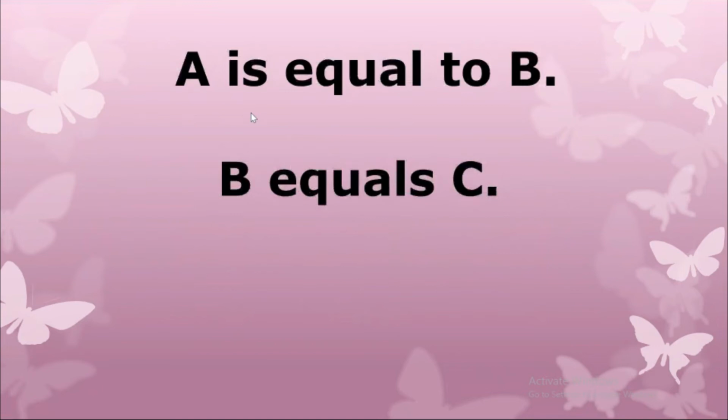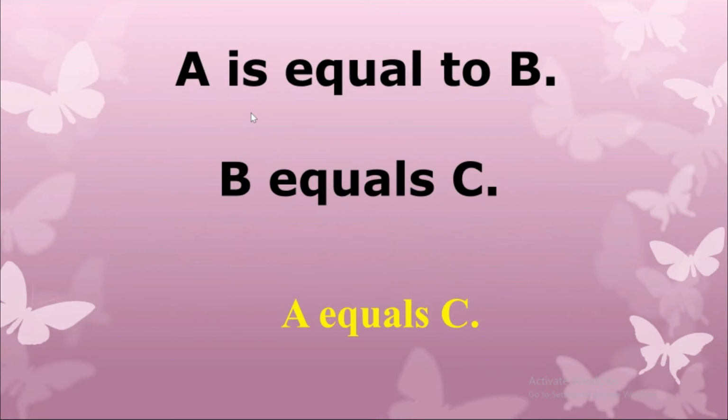A is equal to B and B is equal to C. What can you conclude now? Again, I'll give you 10 seconds. What's the correct answer? You're right. It's A equals C or A is equal to C.